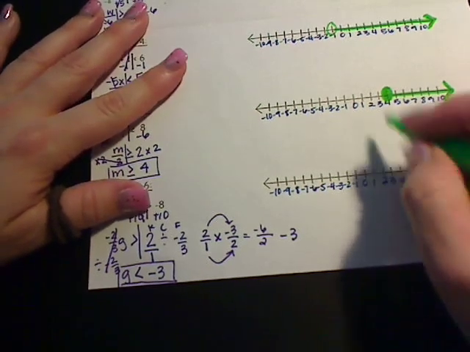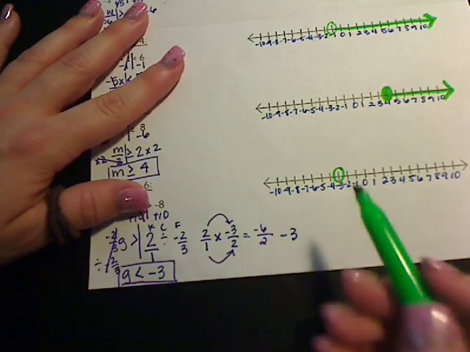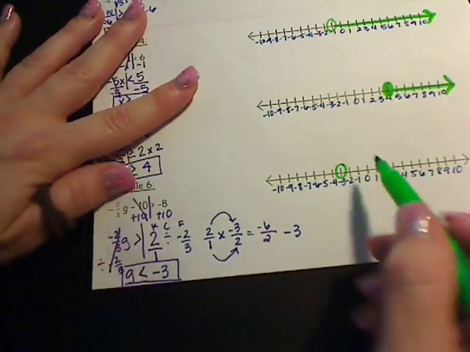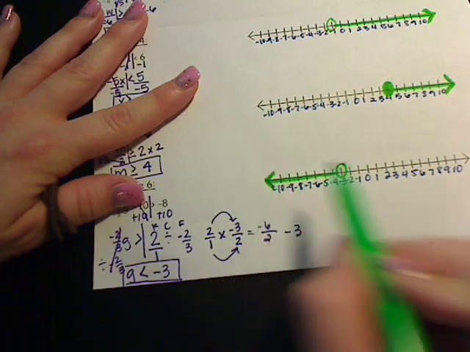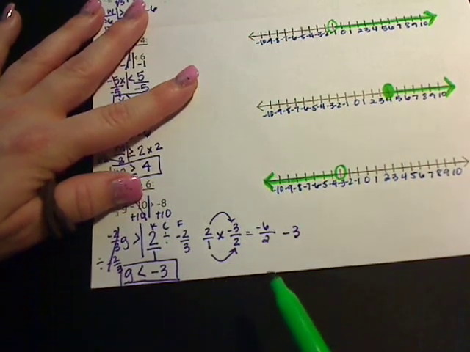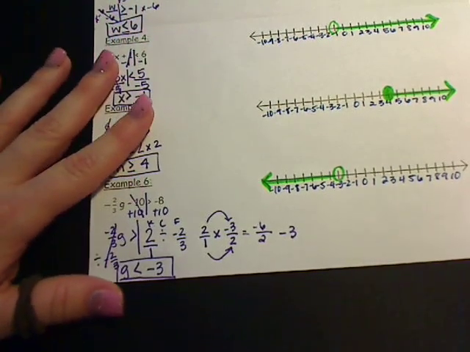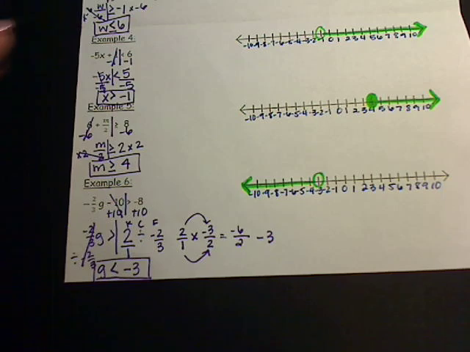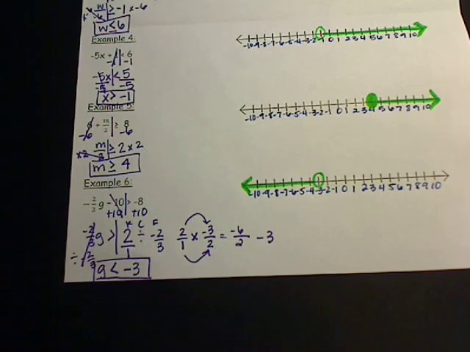So I'm going to put a circle on -3. And I want everything less than -3, so it doesn't include that number, so I'm going to leave it open. And everything less than will be to the left. Less than, left. Both start with L. Okay? So this is how you solve and graph two-step inequalities. Notice it's almost identical to two-step equations, and you follow the exact same rules to figure out your inequality symbols.